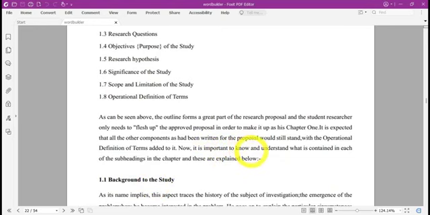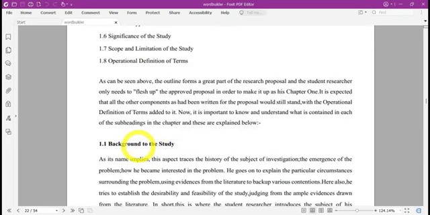Now, it is important to know and understand what is contained in each of the subheadings in the chapter, and these are explained below. So we are going to take it one after the other. Like I told you, we don't need to rush this. We'll take it gradually for you to have a better understanding of it, because it's something you're going to do on your own. Whatever course you're doing, there has to be a research project on it. So you need to have a good understanding of what you're doing before you can go into it. So we take the background to the study.